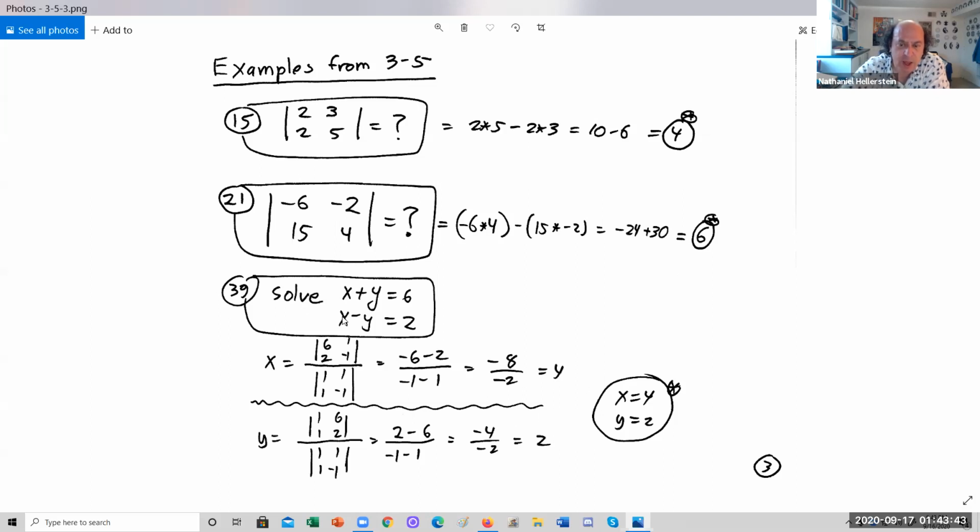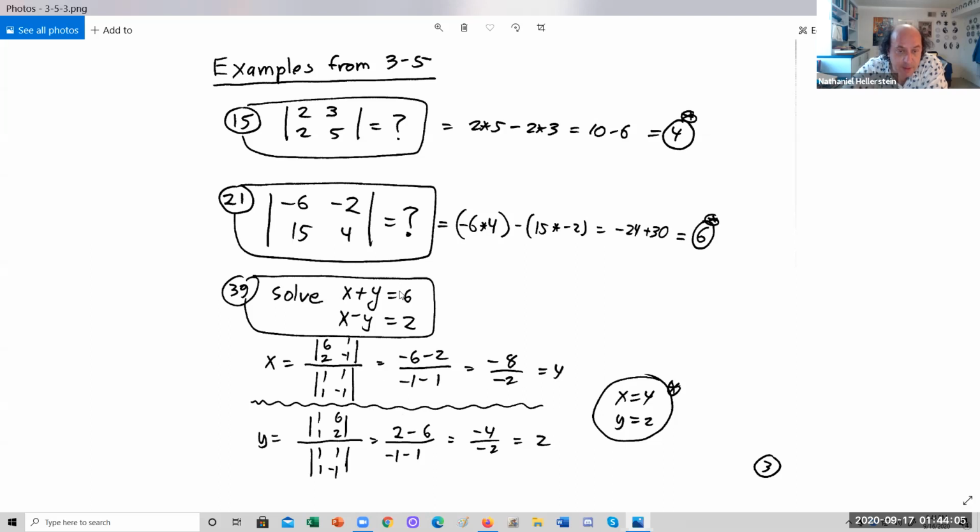Now, here we have a 2 by 2 system. X plus Y equals 6, X minus Y equals 2. Well, I already see here, it's 4 and 2, that makes sense. 4 plus 2 is 6, 4 minus 2 is 2. But let's solve by Cramer's rule. Put 1, 1, 1, 1 here in the denominator. 1, 1, 1, 1 here and here, 1, 1, 1, negative 1.